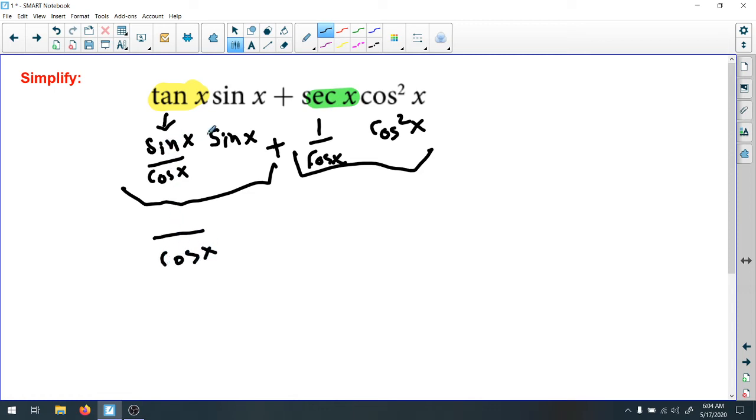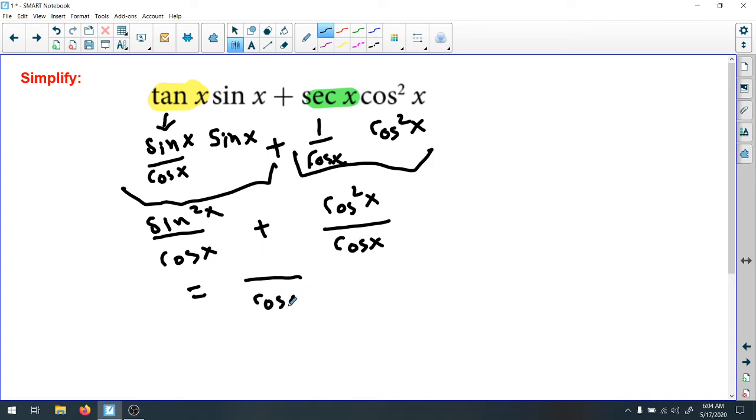And the numerator will be sine times sine, which is sine square x. Plus this term, you have denominator cosine x, and the numerator will be 1 times cosine square, which is cosine square. Just keep it as cosine square x. We don't need to simplify this because I need it. So the common denominator here will be cosine x. Just take it as common, cosine x.